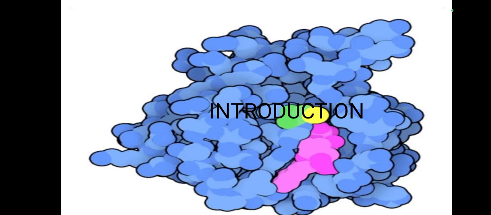Also, the tumor suppressor genes normally keep the cell's growth in check, but whenever the tumor suppressor genes are not working properly, then also it may lead to cancer.